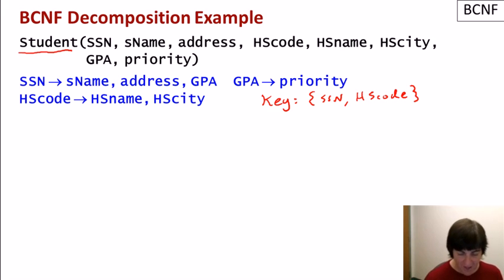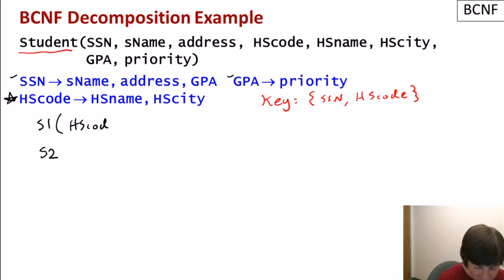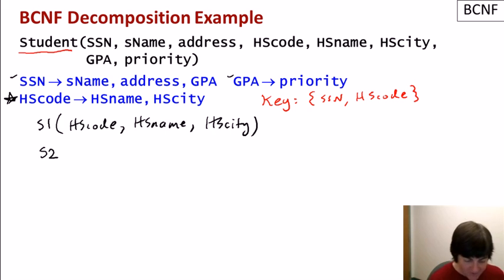We pick some functional dependency that violates Boyce-Codd normal form, and we use it to guide our decomposition. All three of these functional dependencies actually violate Boyce-Codd normal form because none of them have a key on the left-hand side. So let's start with the high school code one. To do the decomposition based on this violating functional dependency, we're going to create two relations. The first one is going to contain just the three attributes that are in the functional dependency itself. So it's high school code, high school name, and high school city.